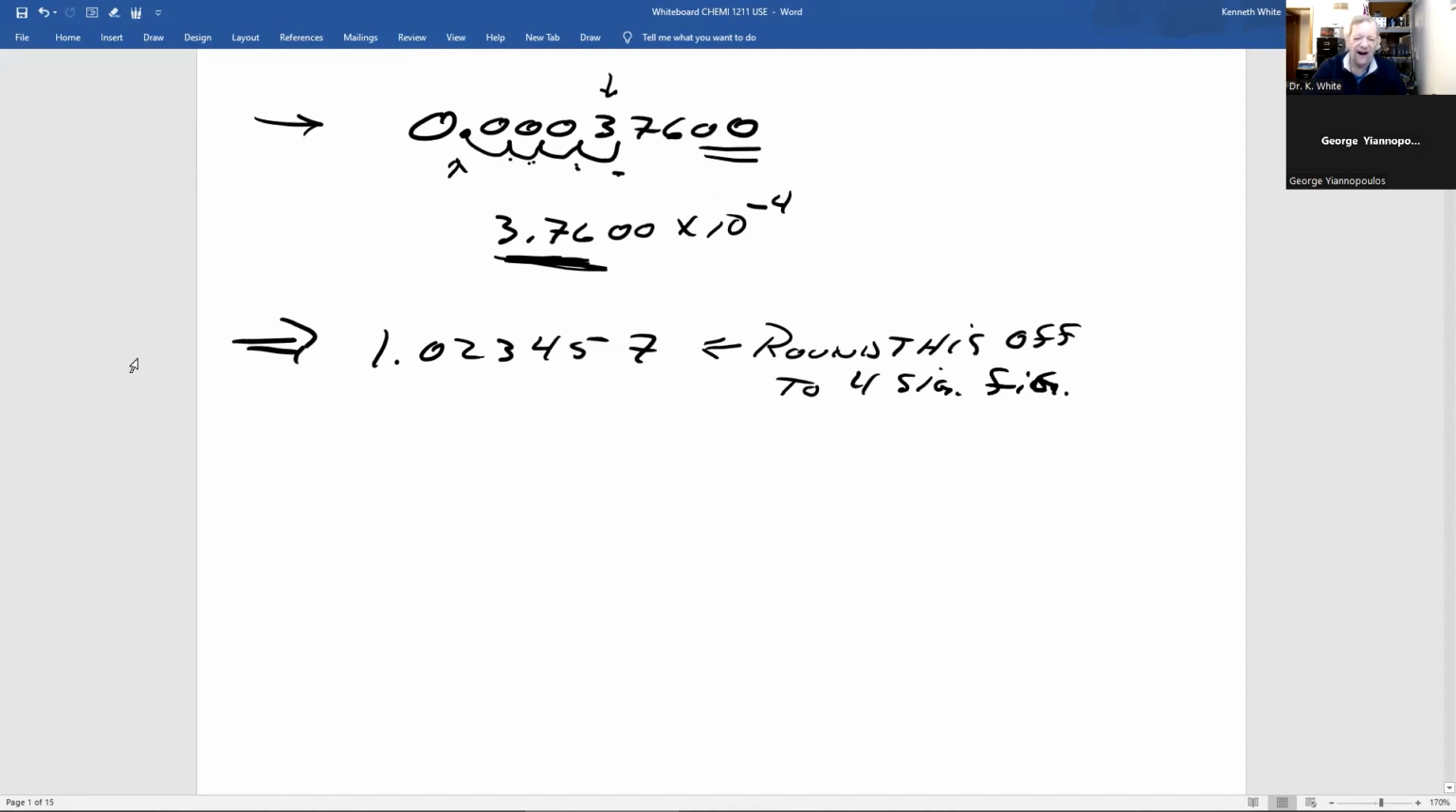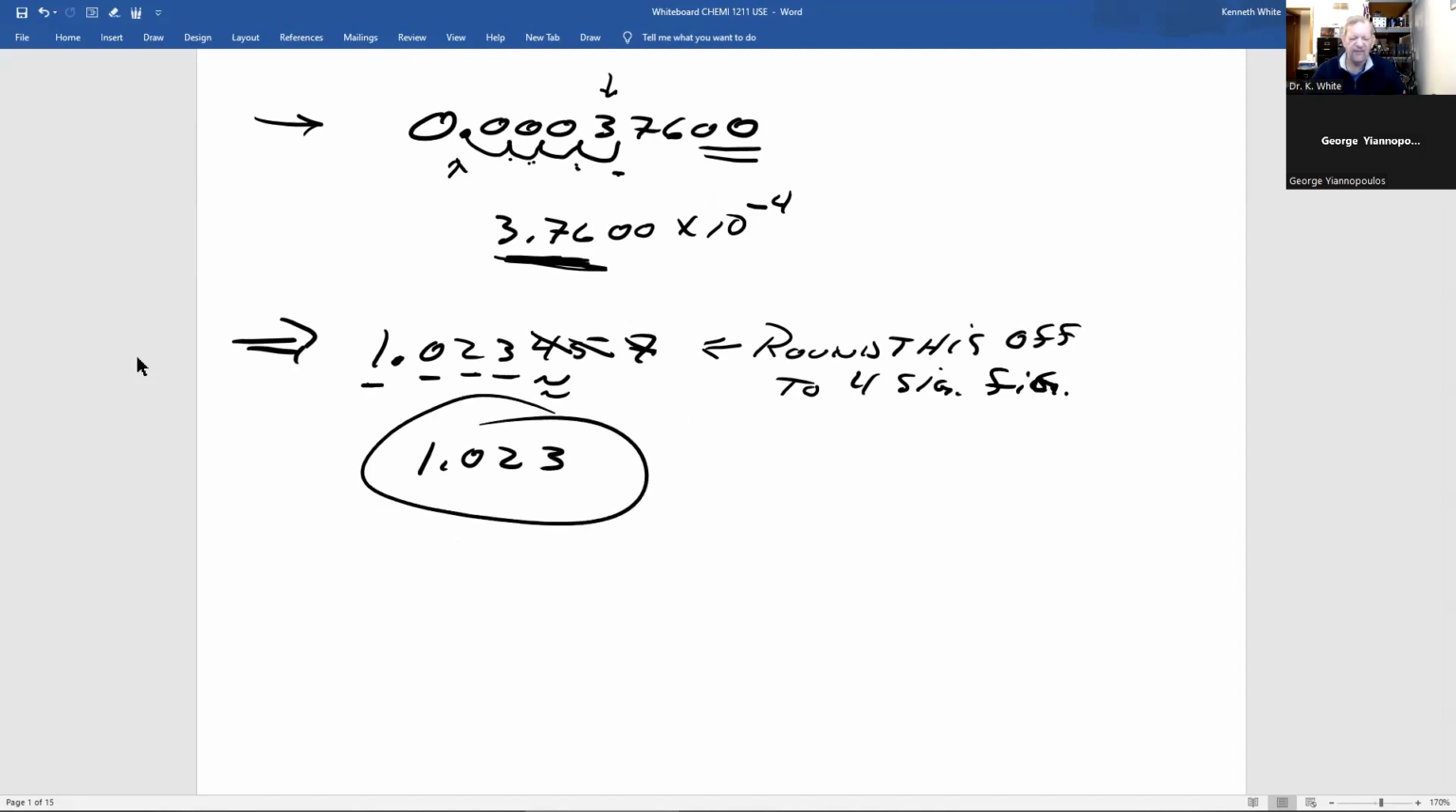All right. How do you round this off to 4 significant figures? Keep the first significant figure. Notice we have a decimal, so 0 is significant, this is significant, this is significant. Those are my 4 significant figures. Use this number to round off. That's 4 or less. So I'm going to drop that, everything afterward, and the answer is this. And that's how you round off to 4 significant figures.